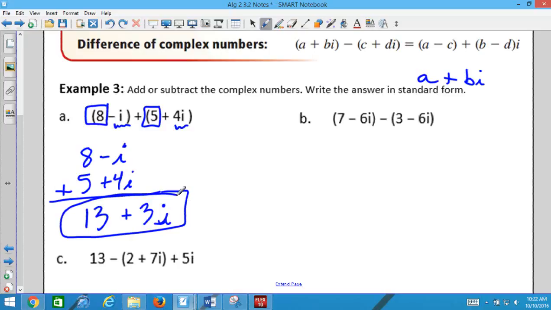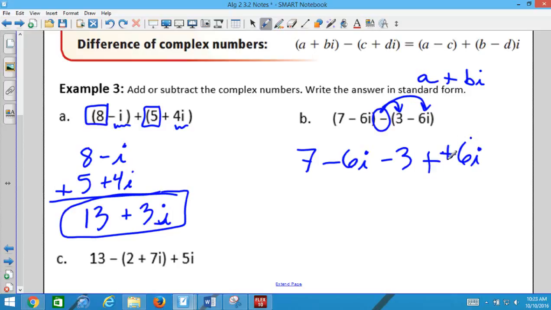Next question has a subtraction sign. So in order to combine like terms, you have to get rid of the subtraction sign. You got to subtract it through the second parenthesis. You have to do that to be able to do this question. So we're going to do 7 minus 6i. Then I'm going to subtract 3, and I'm going to subtract negative 6i. What does that do to the negative 6i? Makes it positive. Makes it a plus a positive.